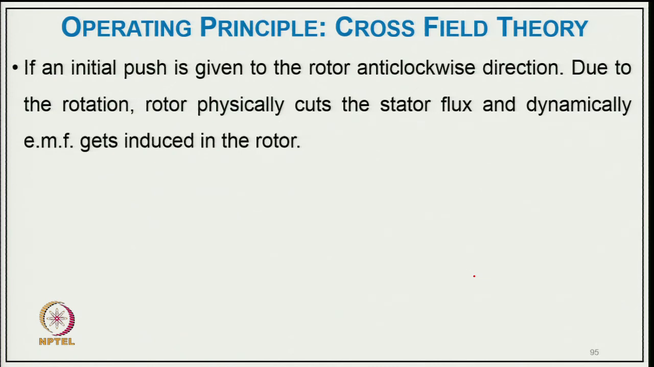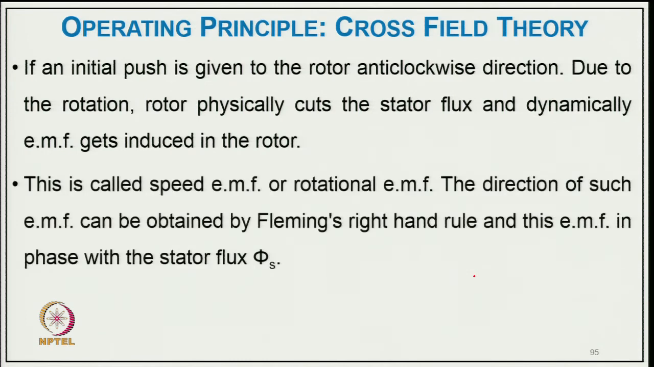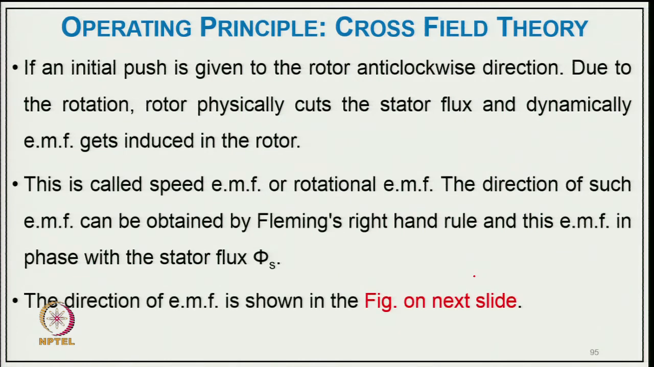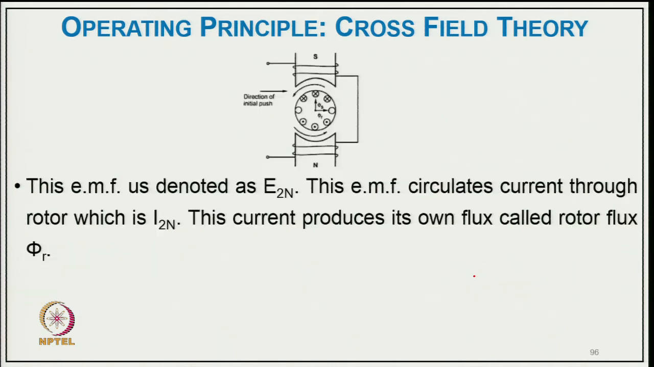If an initial push is given to the rotor in the anti-clockwise direction, due to that rotation the rotor physically cuts the stator flux and an EMF is automatically induced in the rotor. This is called speed EMF or rotational EMF, and the direction of such EMF can be obtained by Fleming's right-hand rule. This EMF is in phase with the stator flux, and its direction is shown in the next slide. So, this is how it can start moving.